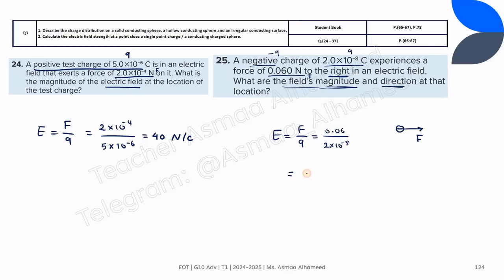So electric field will be 3 times 10 to power 6 Newton per Coulomb. Now to find the direction. This is negative charge. It will move in the opposite direction to the electric field. So electric field will be against the force. So we say it is in the left direction.